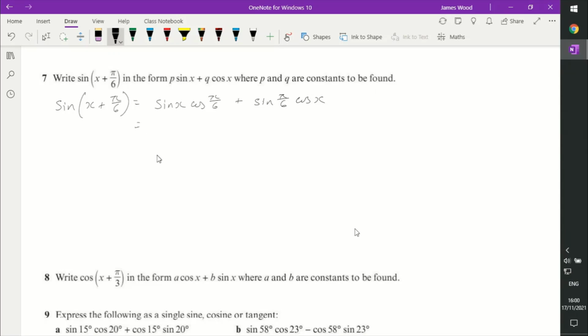Now again, we can work out the numerical part. So cos pi over 6 is root 3 over 2. So this is root 3 over 2 sine x plus sine pi over 6 is 1/2. So that's plus half cos x. So in this case, p is root 3 over 2 and q is 1/2 for this question here.